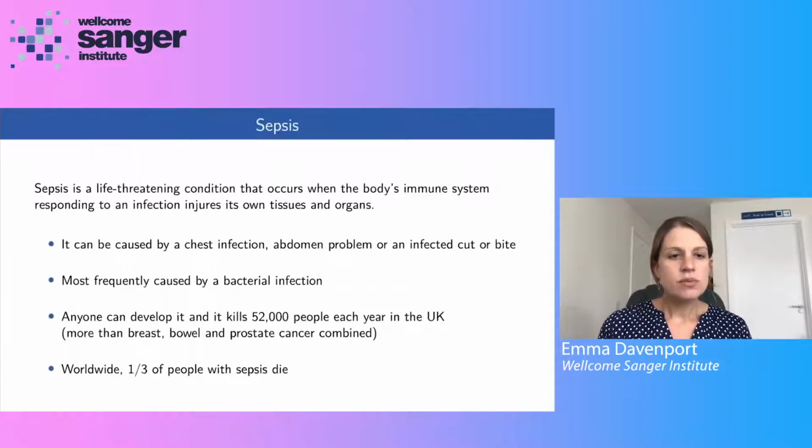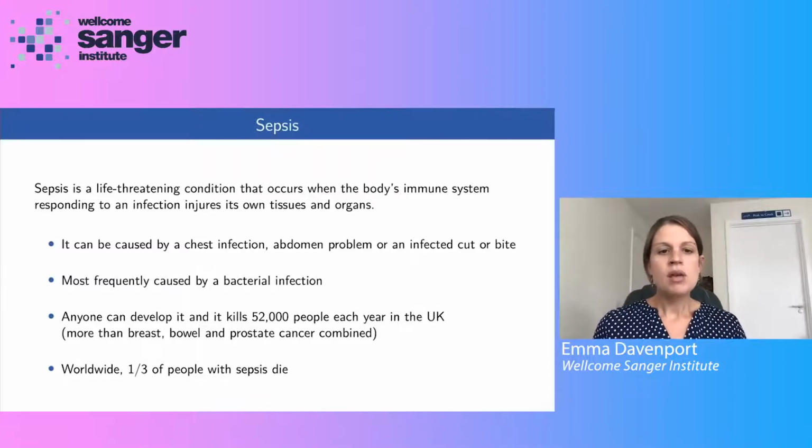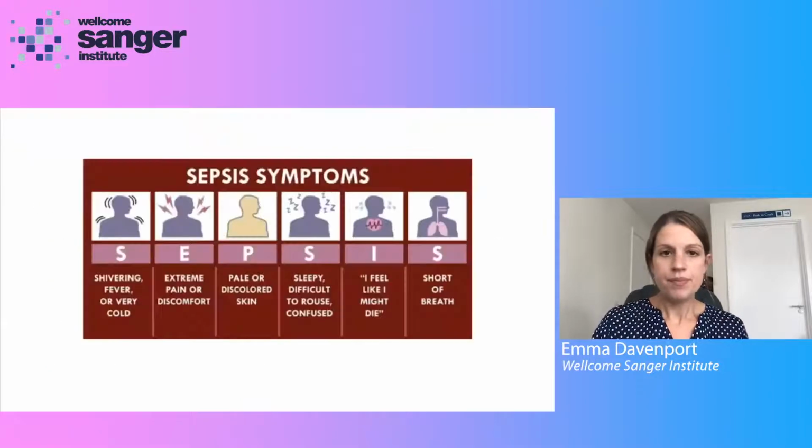One of the diseases that we work on is sepsis. Sepsis is a life-threatening condition that occurs when the body's immune system is responding to infection, but it ends up injuring its own tissues and organs. It can be caused by a chest infection, an abdomen problem, or an infected cut or bite, but it's most frequently caused by a bacterial infection. Anyone can develop sepsis, and it kills 52,000 people each year in the UK, which is more than breast, bowel, and prostate cancer combined. Worldwide, a third of people with sepsis die.